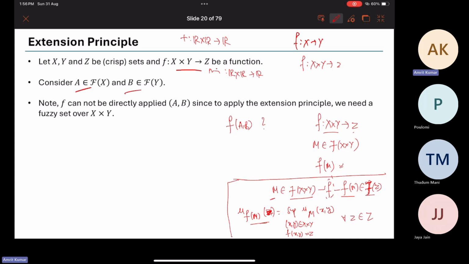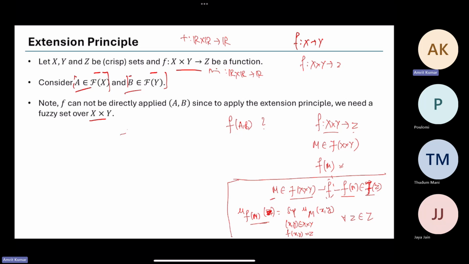But what we have in this case is a fuzzy set A over X and a fuzzy set B over Y. So from these two fuzzy sets, we need to come up with a fuzzy set over X cross Y. If we are able to do that, then we can apply the extension principle and compute f of A comma B. And we saw in the last session that this can be done from a fuzzy set A over X and a fuzzy set B over Y. We can compute a fuzzy set on X cross Y by taking the Cartesian product of A and B, which is nothing but the minimum.